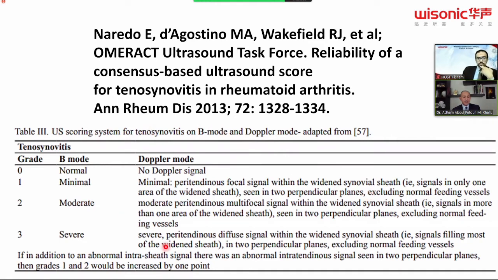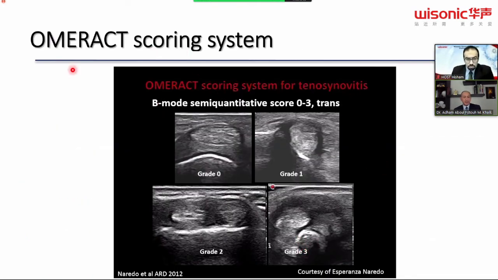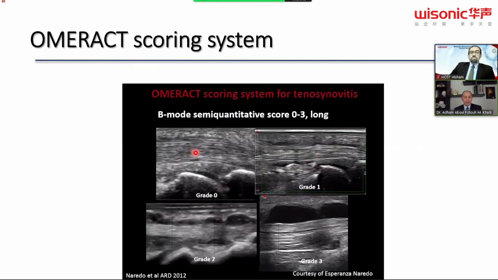This is a study of the reliability of the semi-quantitative scoring done by the EULAR people, Naredo, Di Cosmo, and Wakefield et al., where they have published the OMERACT scoring, a semi-quantitative one with normal tendon, grade 1 tenosynovitis, grade 2, and grade 3. Again, it's a semi-quantitative judgment of the tenosynovitis, and this one is for the longitudinal view. Here you have a normal tendon, here a mild distension of the sheath, a moderate one, and then a marked one. So you can grade 0, 1, 2, 3, or normal, mild, moderate, marked.